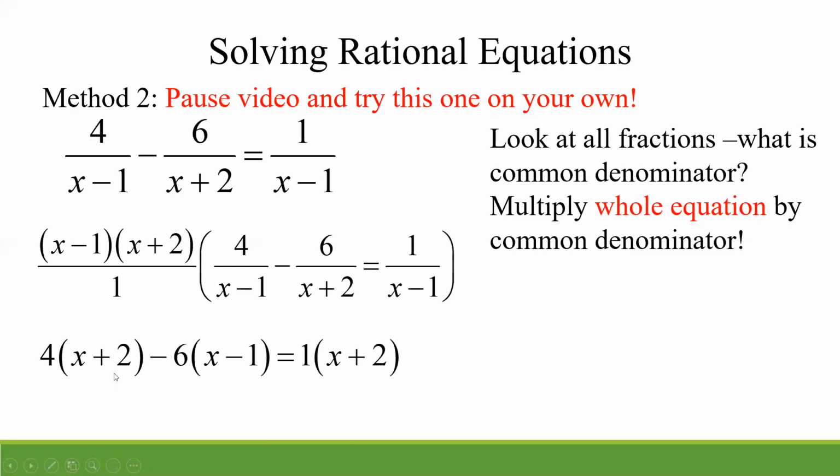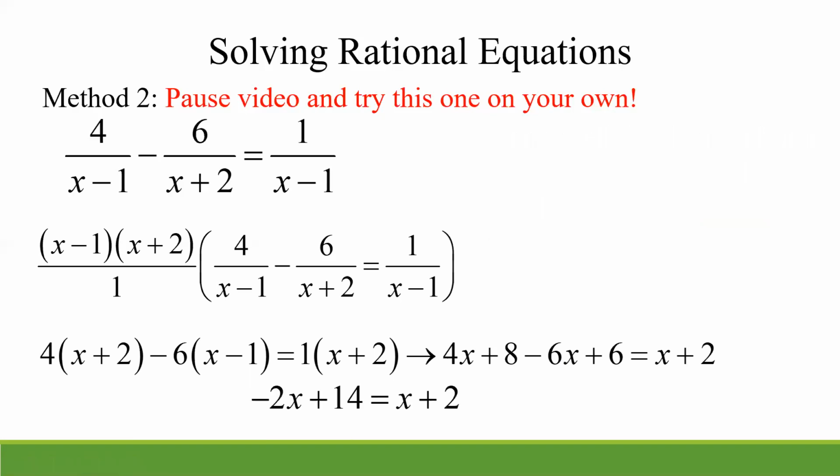Okay, now we need to distribute. So 4x plus 8, negative 6 plus 6, watch that sign, equals x plus 2. Gather everything on one side. Negative 2x plus 14 equals x plus 2. Keep on solving for x. We got negative 3x equals negative 12, and x equals 4. And that'll be your final answer.